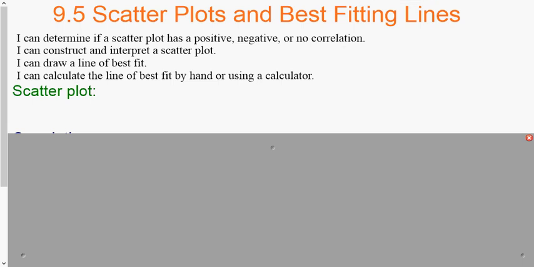Good day, everyone. Today we are talking about section 9.5, scatter plots and best fitting lines. So our learning targets for today: I can determine if a scatter plot has a positive, negative, or no correlation. I can construct and interpret a scatter plot. I can draw a line of best fit. I can calculate the line of best fit by hand or using a calculator.